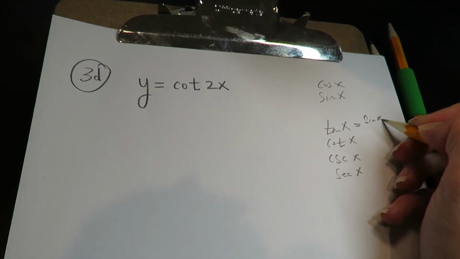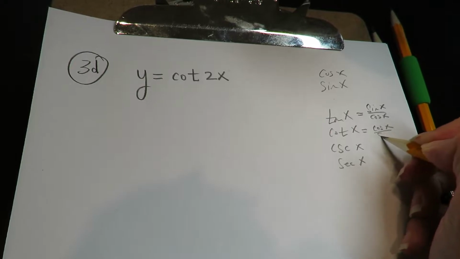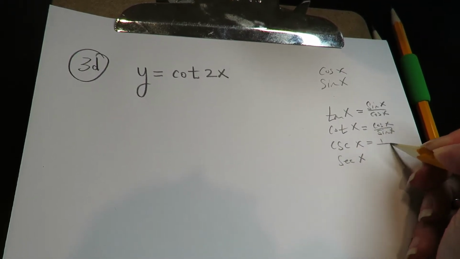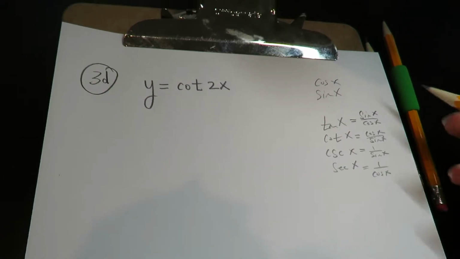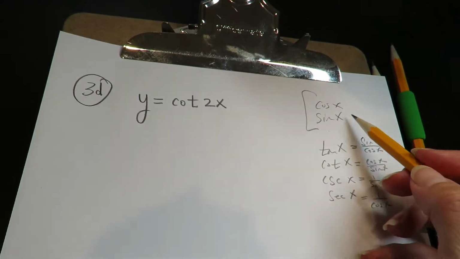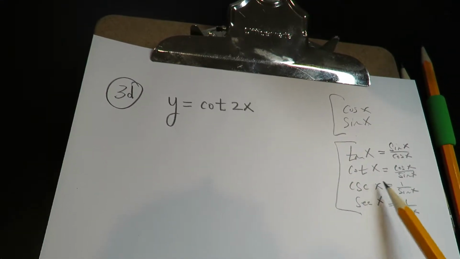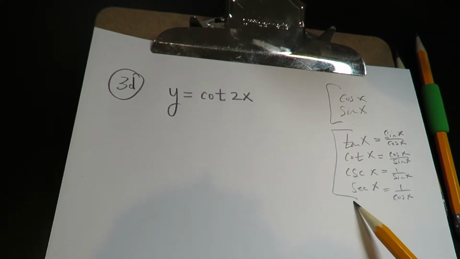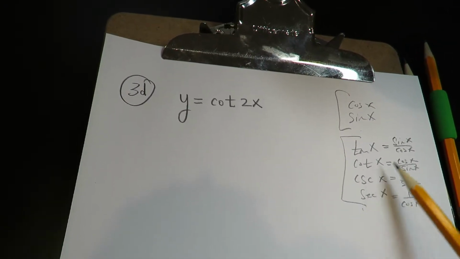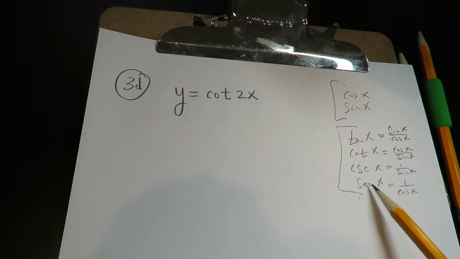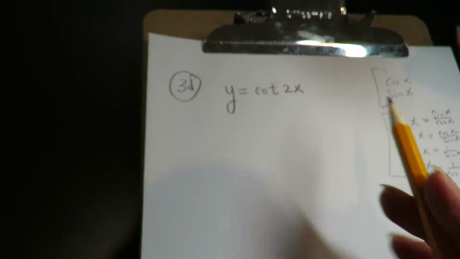Tangent is sine x over cosine x. Cotangent is cosine x over sine x. Cosecant is 1 over sine x. And secant is 1 over cosine x. So these 2 are continuous. They're not unbounded anywhere, but all these 4 are unbounded. All these 4 have vertical asymptotes. So in terms of discontinuity, these are all discontinuous functions, and the 2 above are continuous.